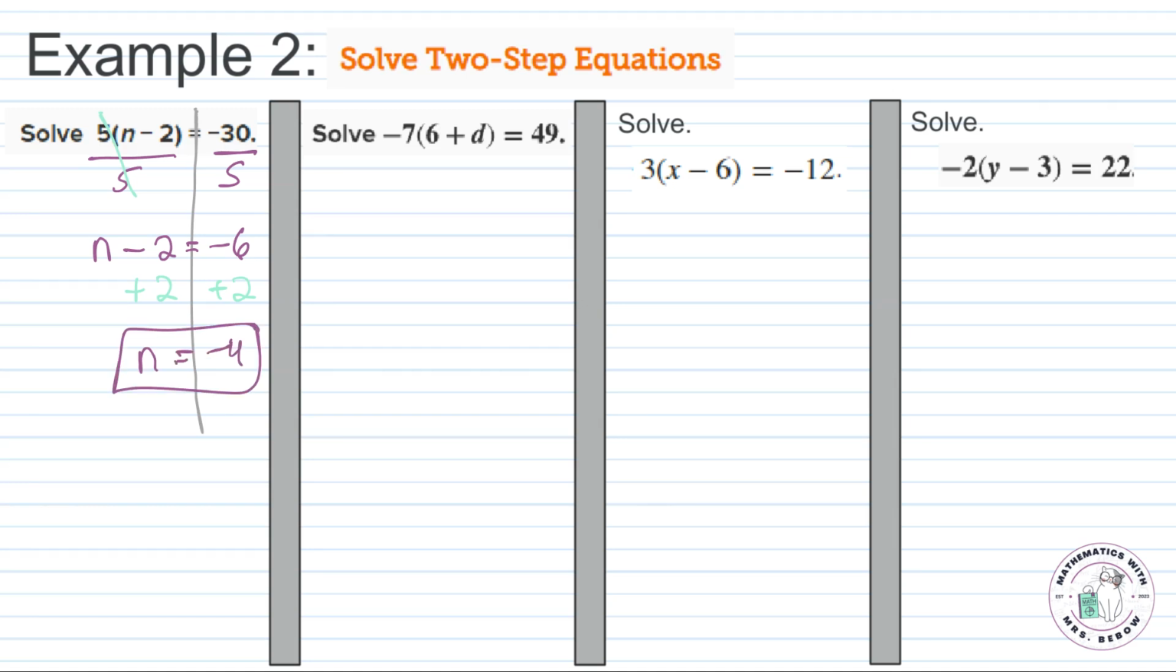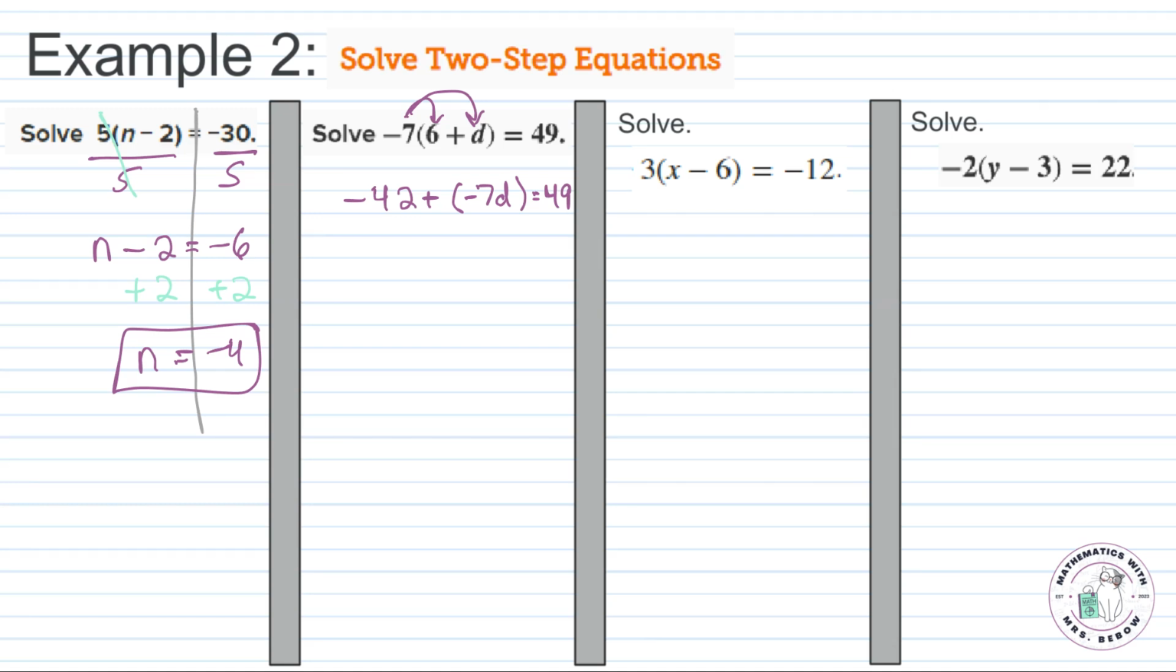And that's it. So for the next one, solve negative 7, and then in parentheses 6 plus d equals 49. Again, this one we could solve either way. So this one I will go through and distribute just so we can see what that looks like again. So we'll do negative 7 times 6 and then negative 7 times d. So this will be negative 42 plus negative 7d equals 49.